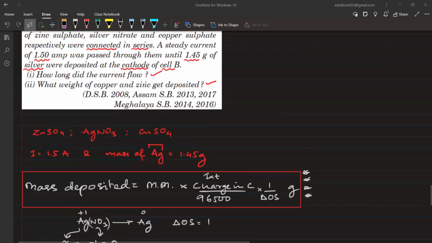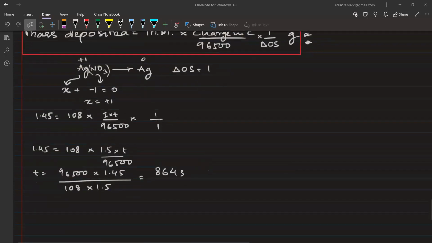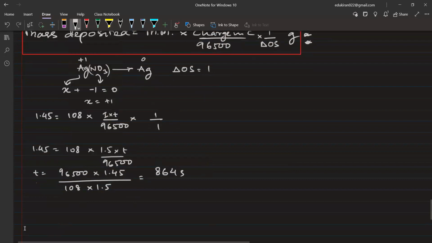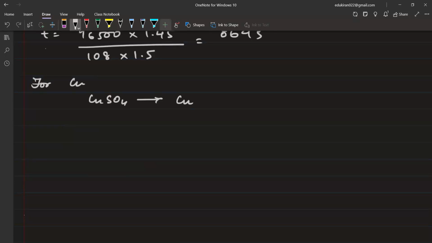Now they are asking what weight of copper and zinc get deposited. तो कॉपर और जिंक के लिए क्या लिखना पड़ेगा आपको? First of all, you write the reaction. पहले लिखिए कॉपर के लिए, for copper, CuSO4 gives you copper. Oxidation state of copper will be how much? Oxidation state of copper in the reactant side. जोर से बोलिए. 0.